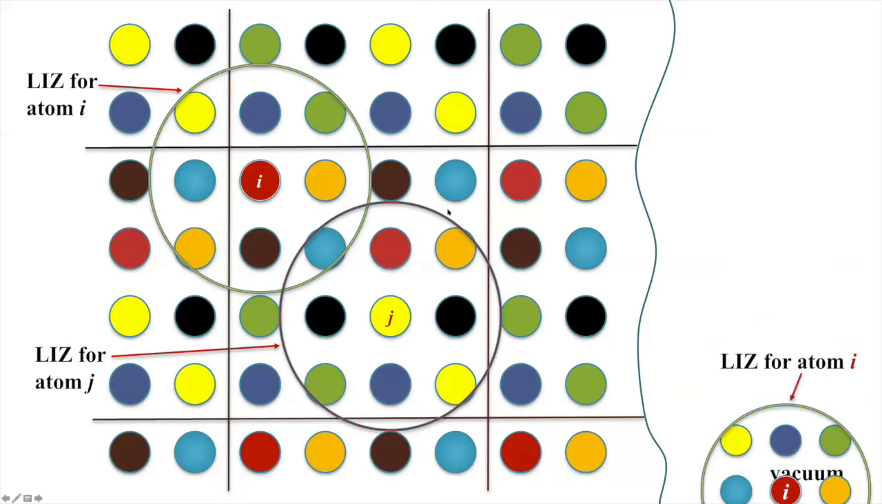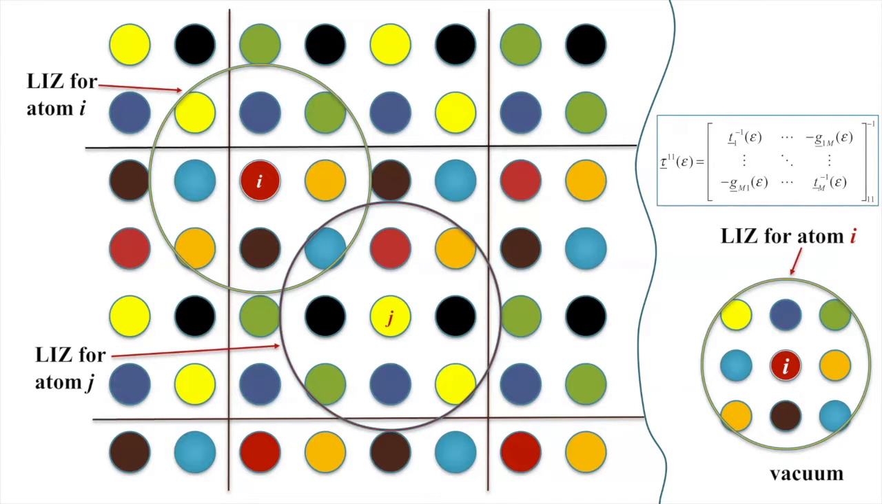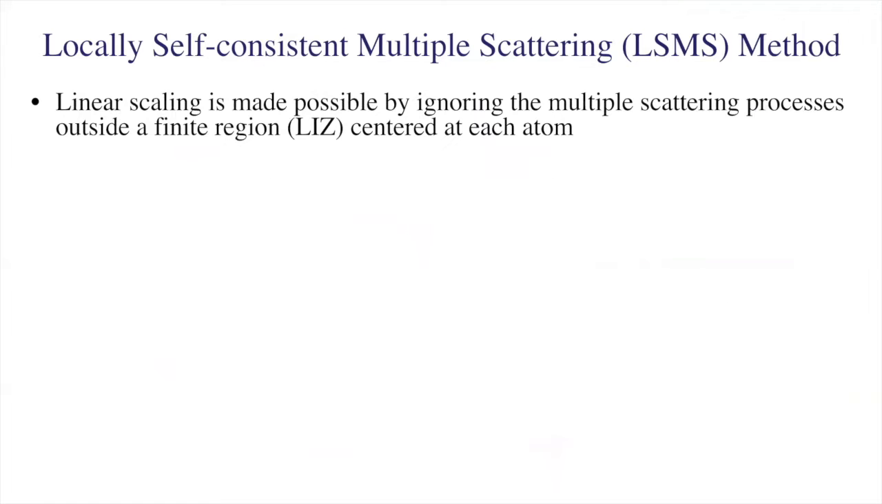So essentially, you end up having to just solve this multiple scattering problem within this sphere. This sphere is called a local interaction zone, and ignoring atoms outside of that, you just put vacuum there. So the complexity is proportional to the number of atoms within the unit cell. Of course, the size of the matrix you have to invert is determined by the number of atoms within the LIZ rather than the number of atoms in the unit cell. So that makes the calculation order N. That's the crux of the so-called LSMS method.